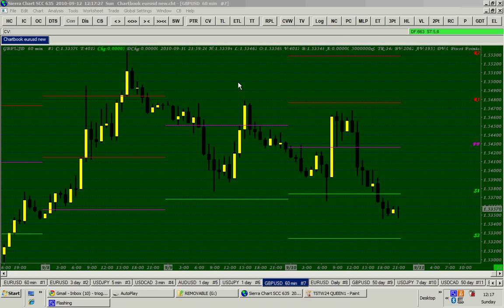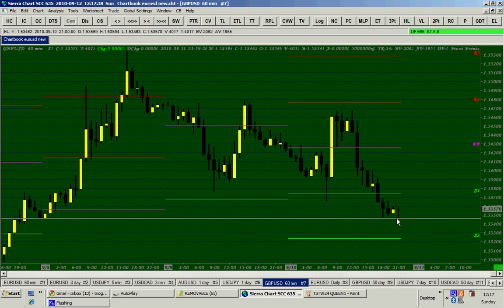So my M1, if I draw it here, I will start drawing quickly because my time runs out. My M1 will be somewhere here. I will draw it. That's the first line here. So it's the middle line between the S2 and the S1. That's my M1 here. I'm going to draw my M2, which is the middle line between the S1 and the pivot level.